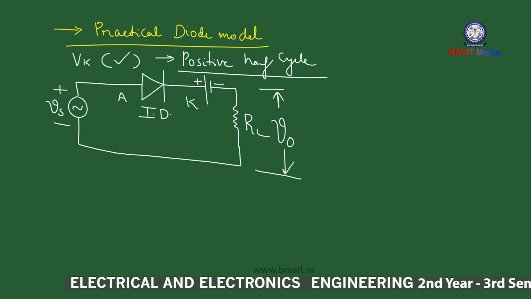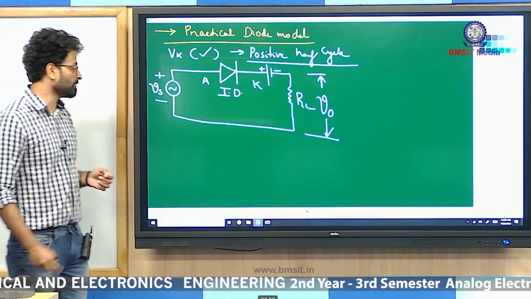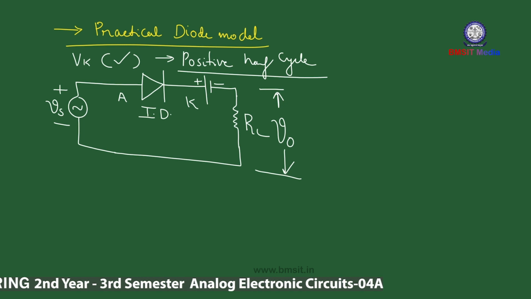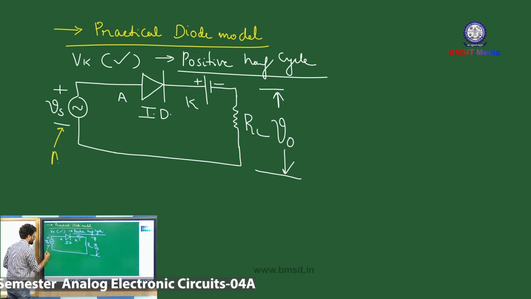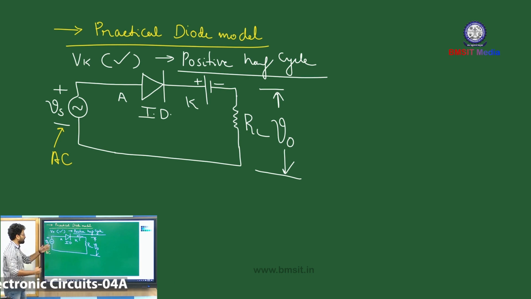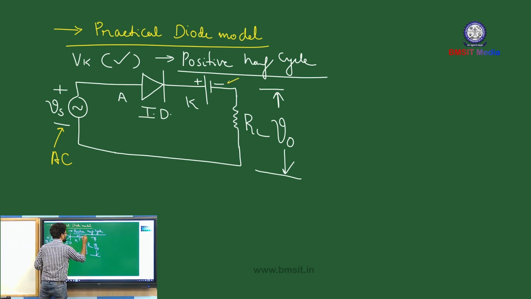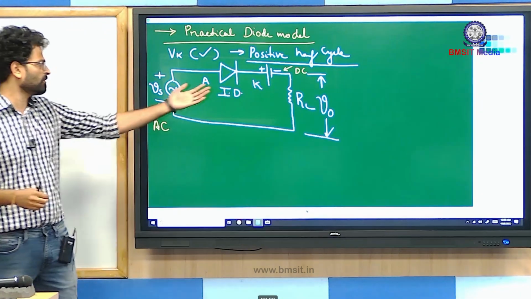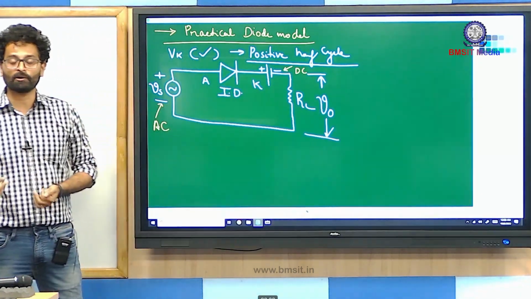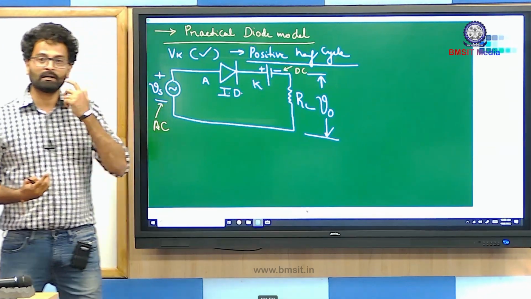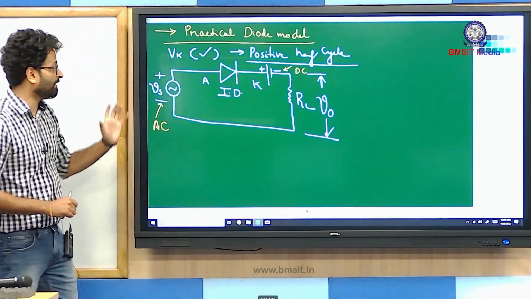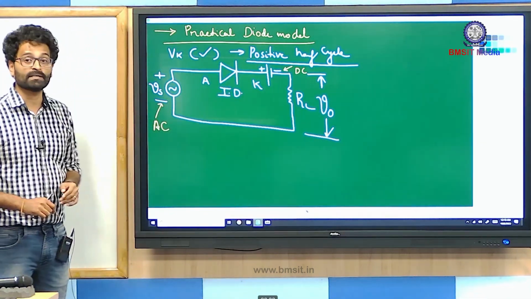Now, in case of practical diode model, as you can clearly observe, there are two sources in place. On the left hand side, you have an AC source, and on the right hand side, you have a DC source. Why has that DC source come into existence? Because of the barrier potential. We do not know the value of Vk. It could be 0.7 for silicon or 0.3 for germanium. That is not the question here. The question is how this Vk will affect the working of this negative clipper.